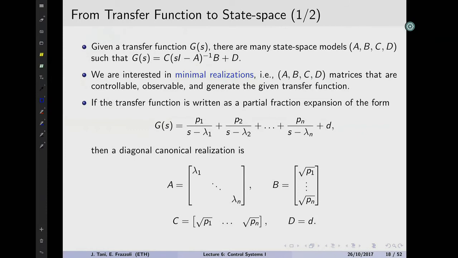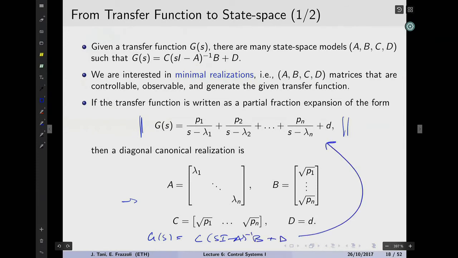If we're given a transfer function, as we saw before, this was called the partial fraction representation, then you can see that this is the realization. We're not going to show the intermediate passages, but it's easy to verify that this is correct. Just take those A, B, C, D's, calculate G of s as C (sI minus A) inverse B plus D, and you'll see that you get exactly this.